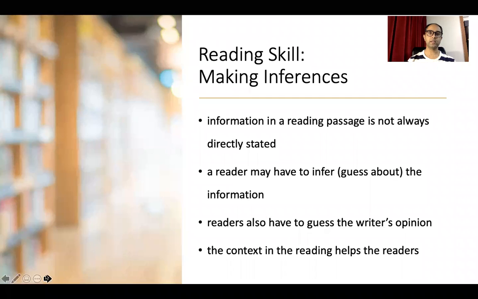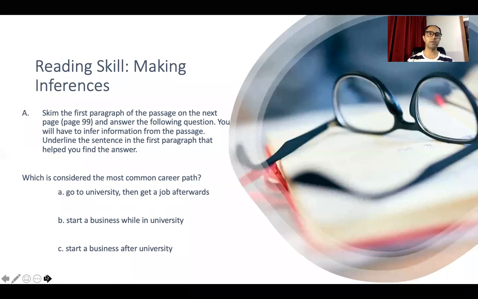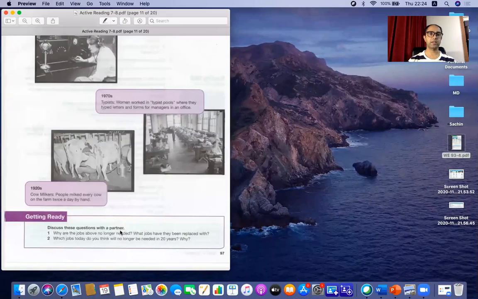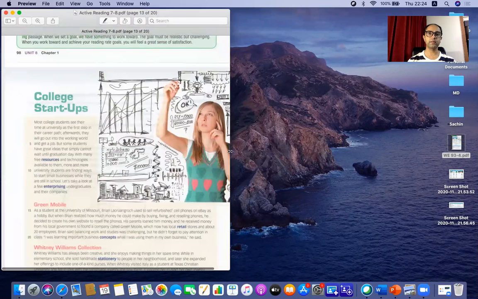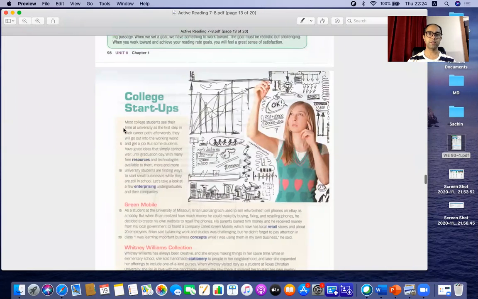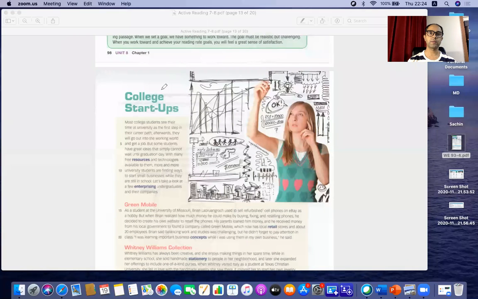Okay, next slide, what you have is from the textbook, page 98. If you look at page 98, skim the first paragraph of the passage on the next page. That's page 99, okay? Over here, the first paragraph, please skim, means quickly look at the first paragraph. First paragraph means this paragraph, right? This paragraph. So I'm going to get rid of that for now.